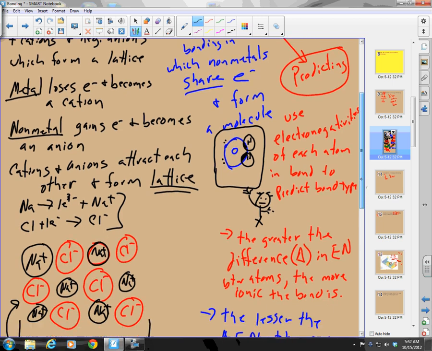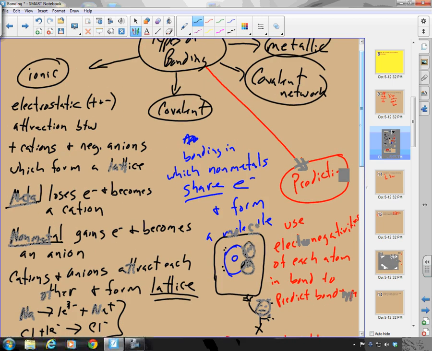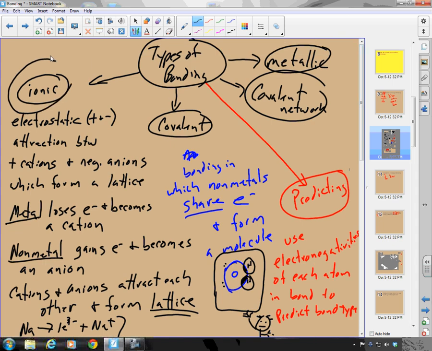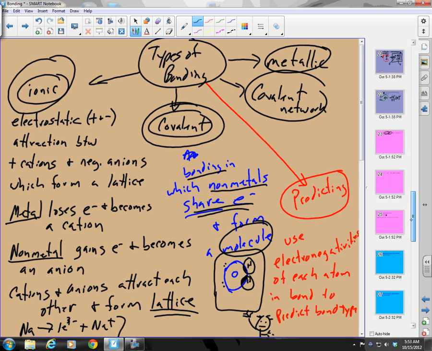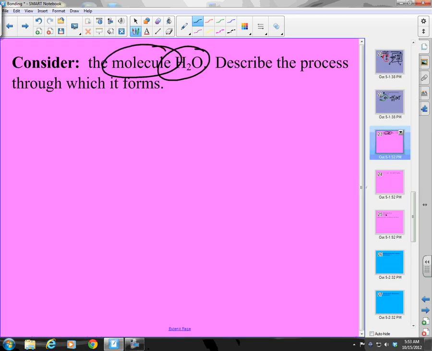Okay, so we have types of bonding, right? And we talked about ionic. And now we're going to talk a little bit about covalent. And just to remind ourselves, what is covalent bonding? It's bonding in which nonmetals share electrons and form a molecule. Good. So let's go back to our question. Consider the molecule H2O. Describe the process through which it forms.